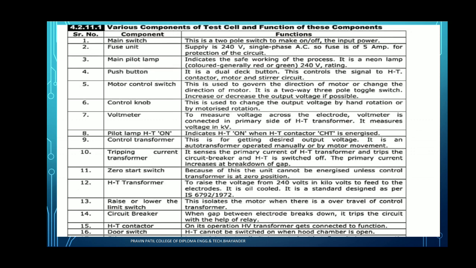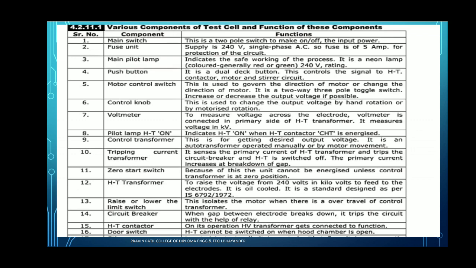Next, pilot lamp ST on. The lamp indicates ST on when the ST contactor is energized. As the ST lamp is on, the contactor gets energized. Next component, control transformer. This is used for getting the desired output voltage.